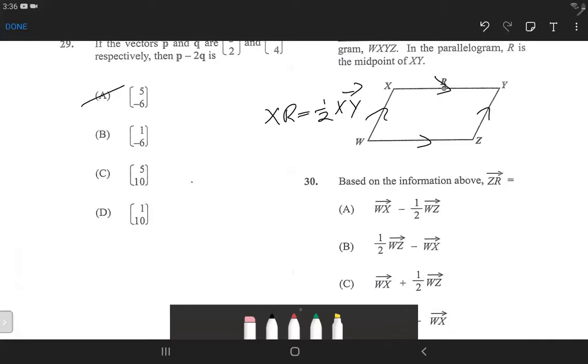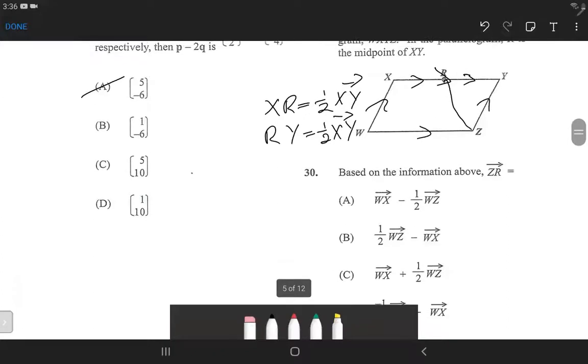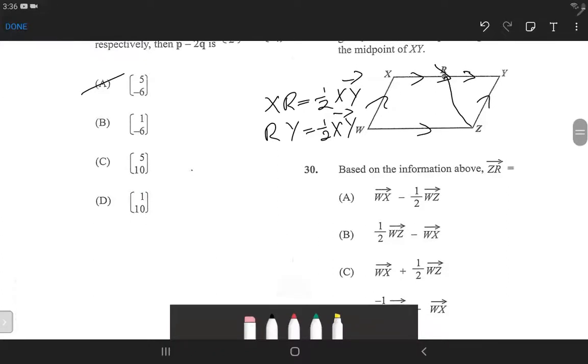Well, ZR is this one here, right? So that is actually equal to ZY minus XR, because this line and this line are the same, right? Because RY is also equal to a half XY, right? So let's see which one that is. Okay, so they didn't give you ZY, they gave you WX, because remember WX and ZY are the same.